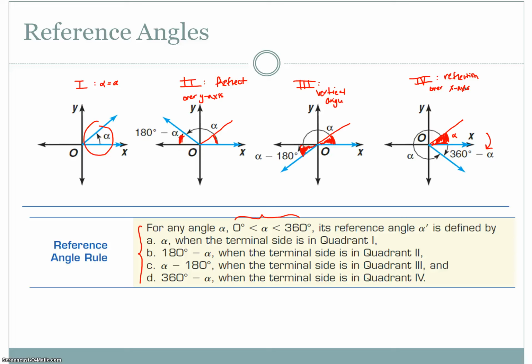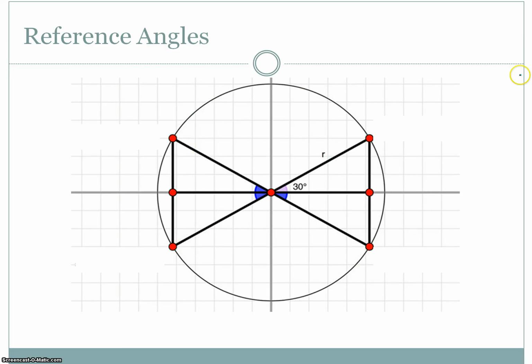So let's look at the basic idea for reference angles. Here's a 30-degree angle in the coordinate plane. Now I know that in a 30-degree angle, and this is a right triangle, that makes this a 60-degree angle. And if I remember anything from geometry, I might remember that if this is, let's say, x, then this is 2x, and then this side is x root 3.